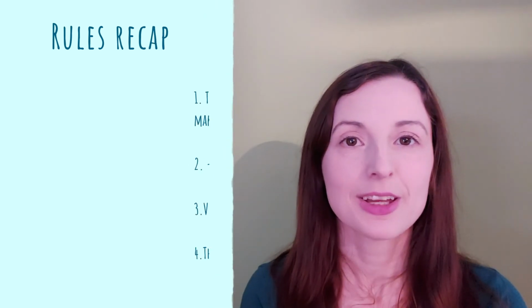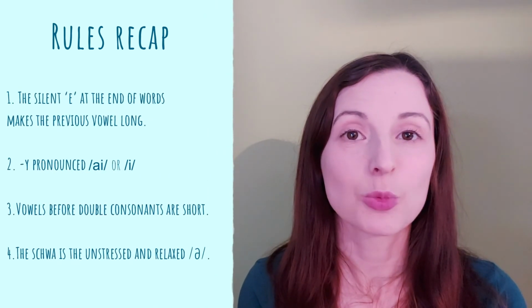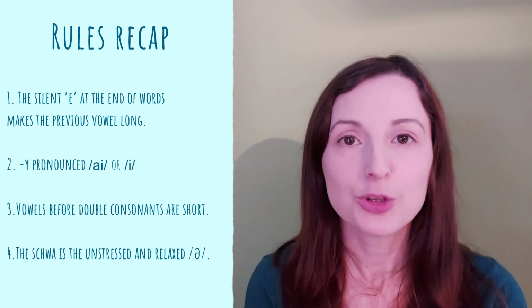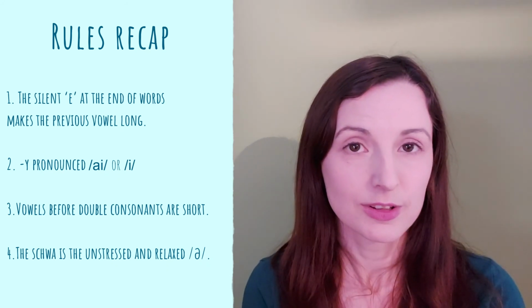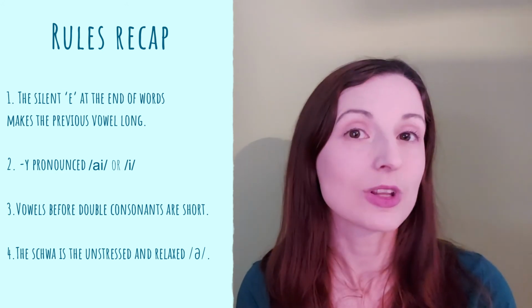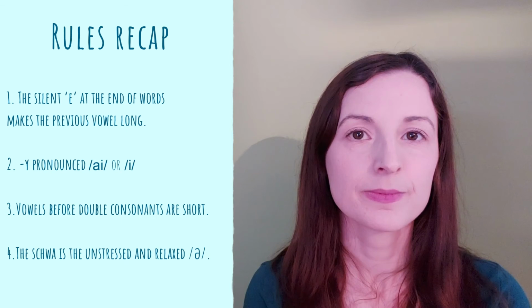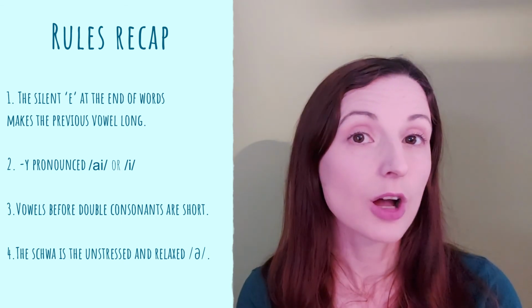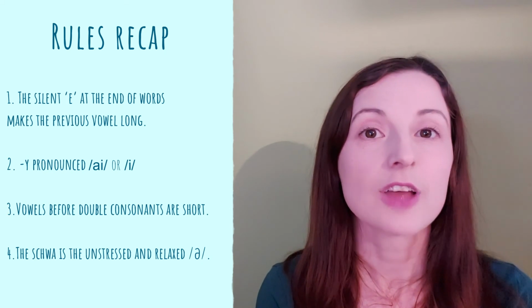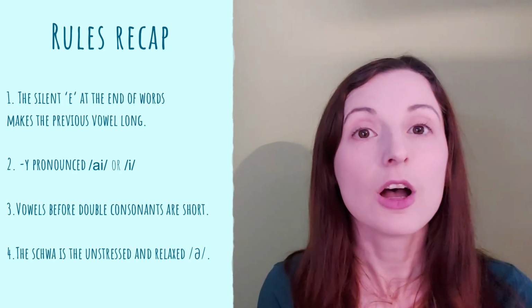So just to recap, the silent E at the end of the word makes the previous vowel long. Y has two different pronunciations at the end of the word, I or E, and it depends if it's one syllable or two. Vowels before double consonants are short. The schwa is an unstressed and relaxed sound.